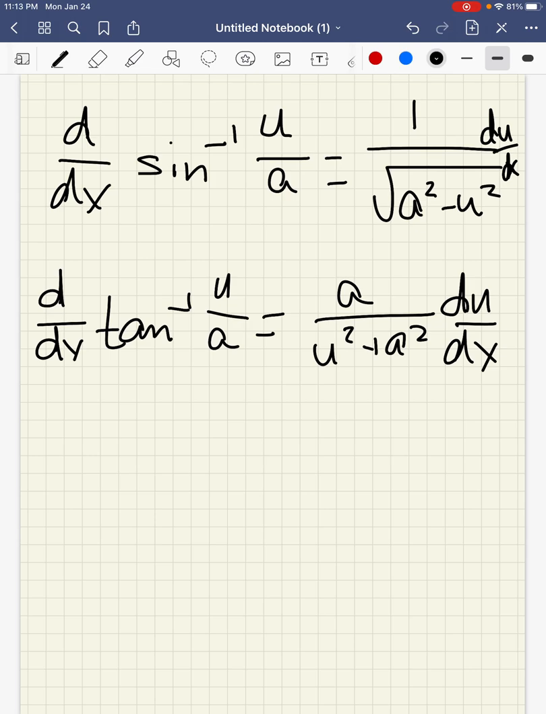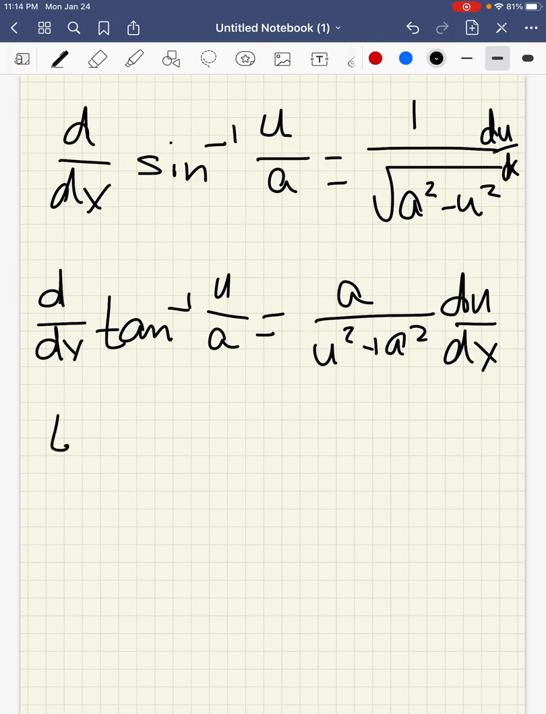Okay, so those two are two that they suggest that you memorize. The other ones, not so much, because you can derive them like we just did. There were 4 of them that we derived. But these you need to memorize.